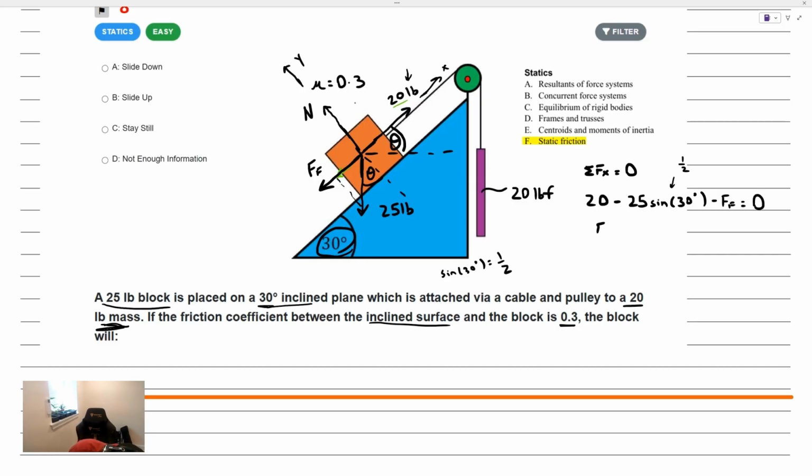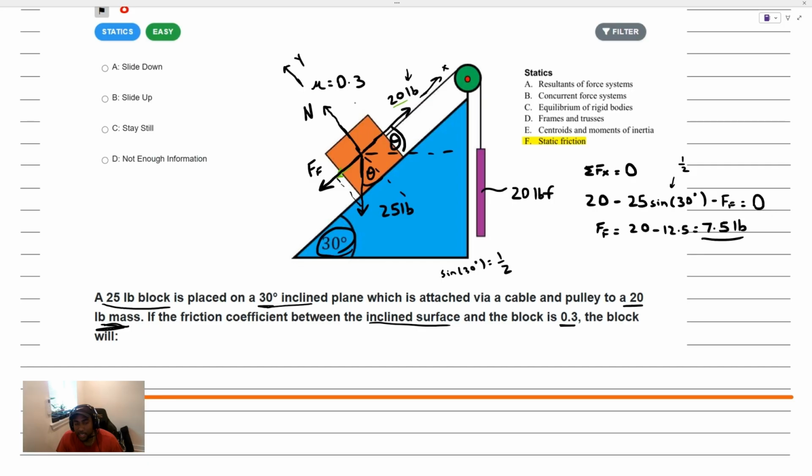If I solve for the friction force, what I get is that the friction force is the difference between 20 minus, remember the sine of 30 is 1/2, so I'll have 12.5 here. The friction force is 7.5 pounds.